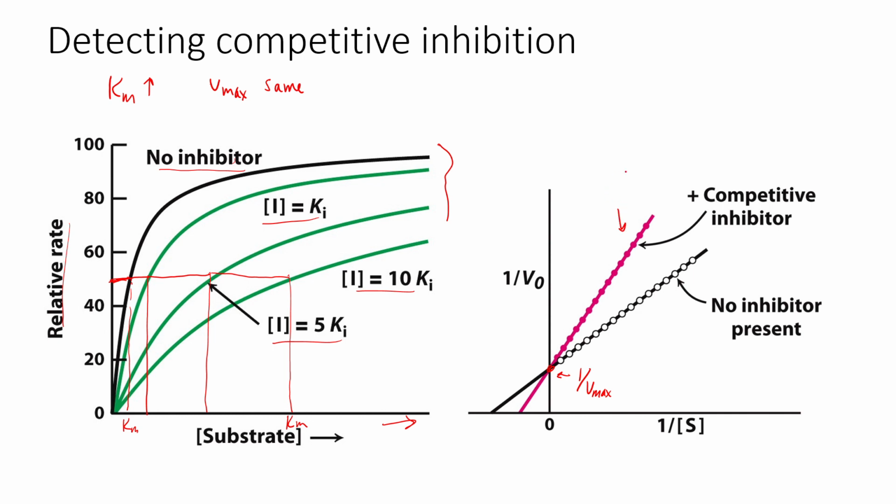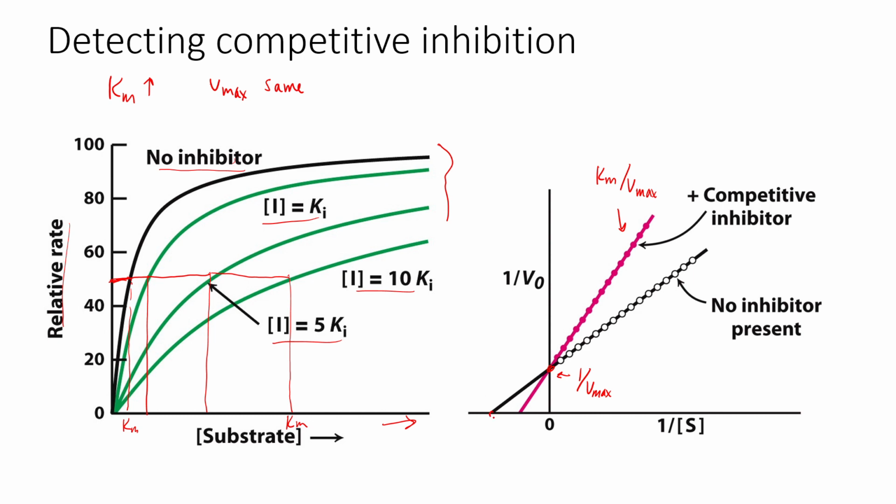But we do see a difference when we look at the slope, right? The slope is defined as Km over Vmax. And this also makes sense, right? We talked about how our Km is increasing, our Vmax is staying the same. And so if our slope is defined as Km divided by Vmax, and our Km, the numerator, is increasing and our denominator is staying the same, overall that slope is going to increase, right? And that's exactly what we see here on the Lineweaver-Burk plot.